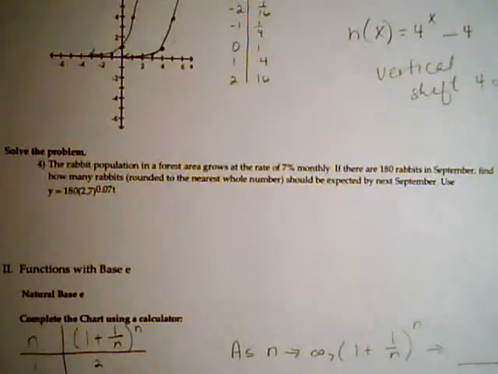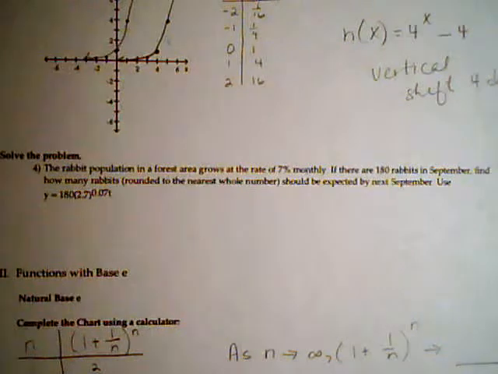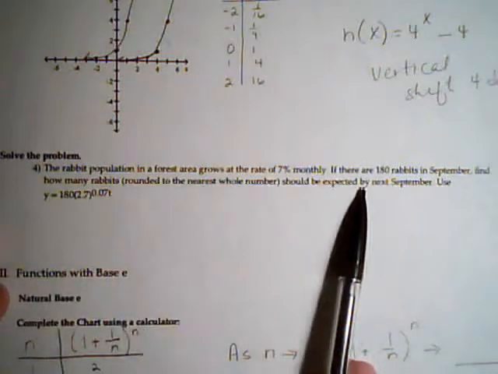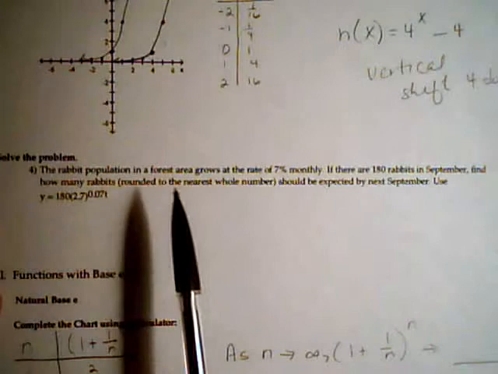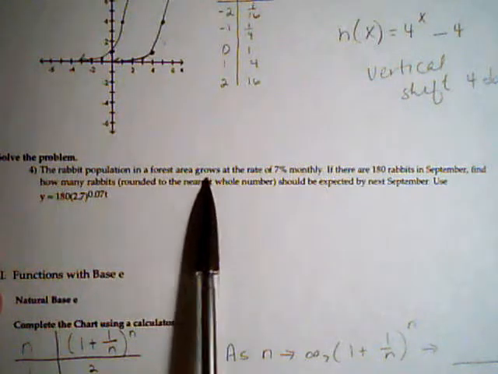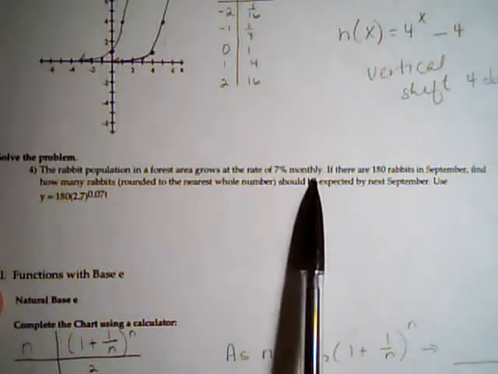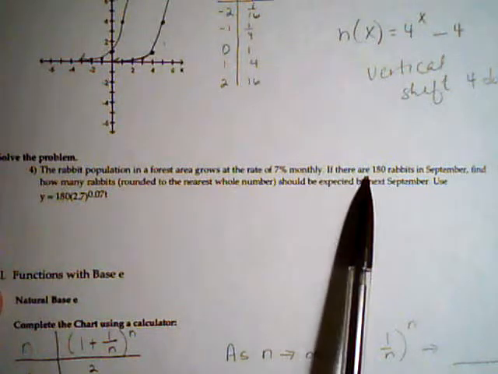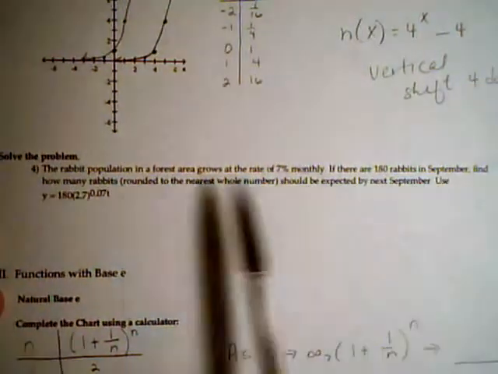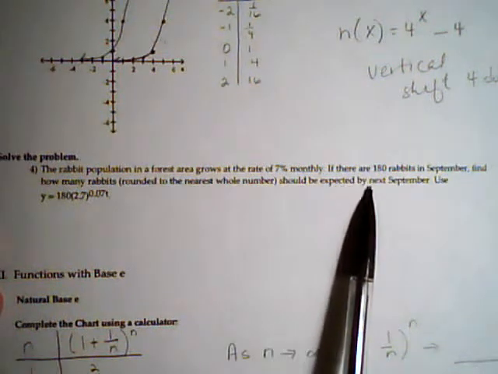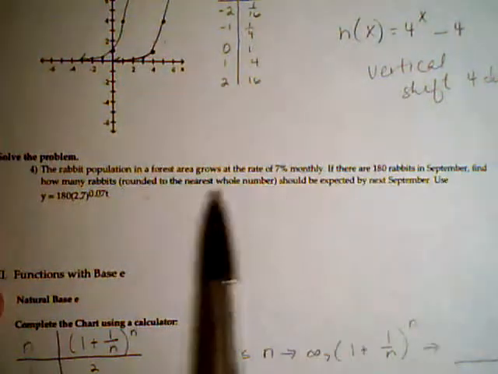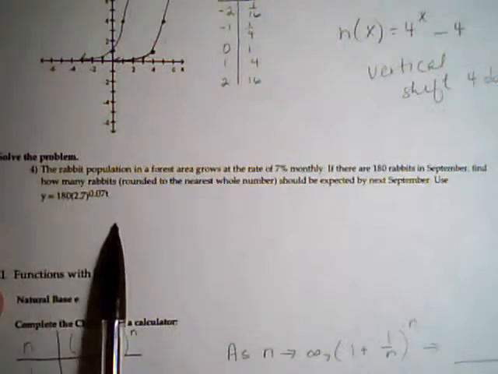Okay, you can see a few word problems here with exponential functions, especially pertaining to interest formulas that we'll talk about later. But I wanted to give you at least one here that you should see kind of similar to this on the homework. It says the rabbit population in a forest area grows at a rate of 7% monthly. If there are 180 rabbits in September, find how many rabbits, rounded to the nearest whole number, should be expected by the next September. And it gives you the equation that you should use.